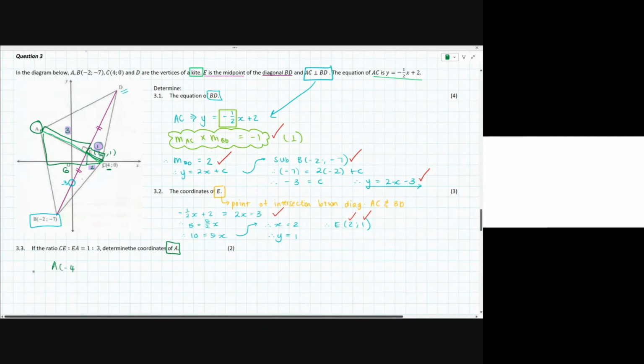And then we use the same logic for y. Okay, so if we have a look at y, from E to C in terms of y, that's only 1 unit.